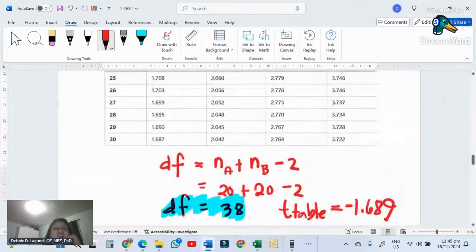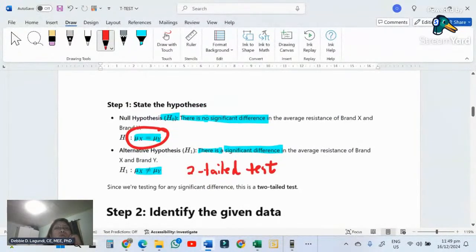What is our H0? Our H0 says that the two resistors have the same resistance. So there's no significant difference in the average resistance of brand X and brand B. So you have to reject it. What does it mean to reject? You have to reject your null hypothesis and accept the alternative hypothesis. So what does it mean? That they are not the same. They claim that there's no difference, but for a statistical analysis, there is, because from the conclusion, the null hypothesis had been rejected. So you have to accept your alternative hypothesis. That's what it means.